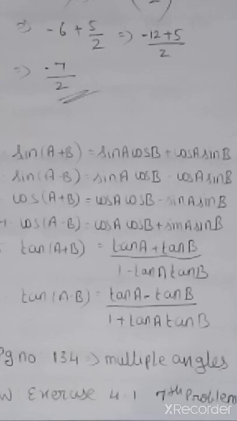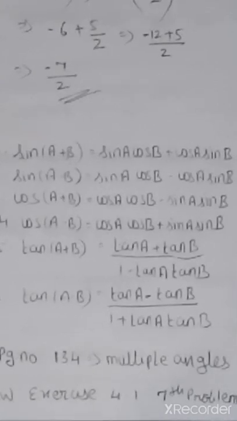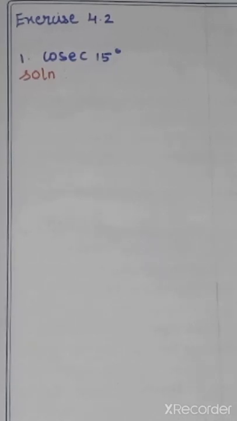Now, take your exercise 4.2. First question: find the values of the following. What is the first question? Cosecant 15 degree. Can you find cosecant 15 directly? No, because if the degree is 0, 30, 45, 60 and 90, we can use the table and get the value. But cosecant 15, we can't get directly from the table.